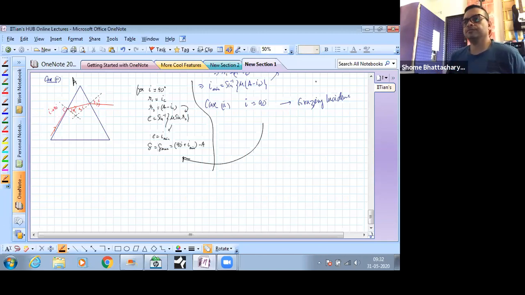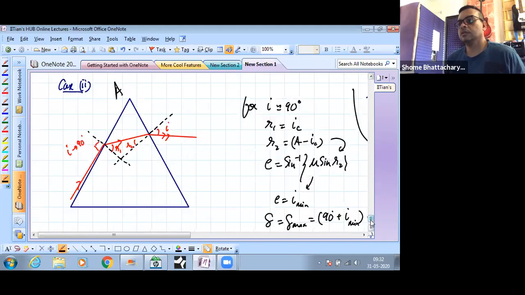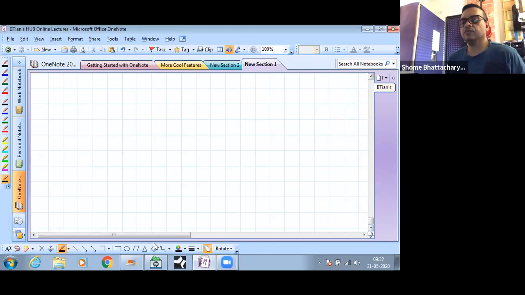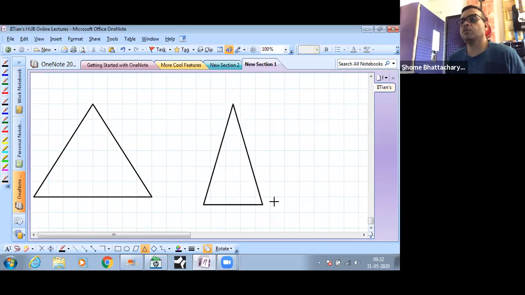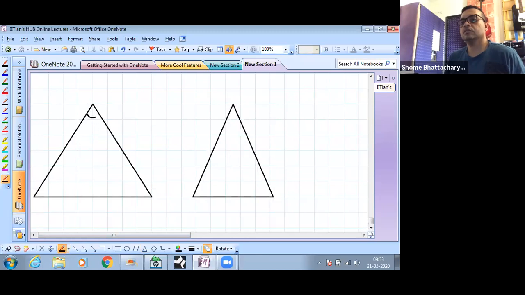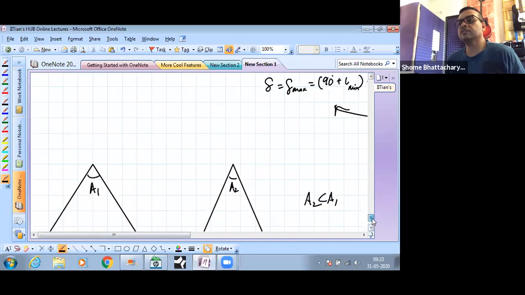Okay. Now, another aspect we'll understand is that if you compare a prism with a larger angle compared to a prism with a smaller angle, so if A2 is less than A1, you can see that the graphs will be such that the range of deviation will be different.